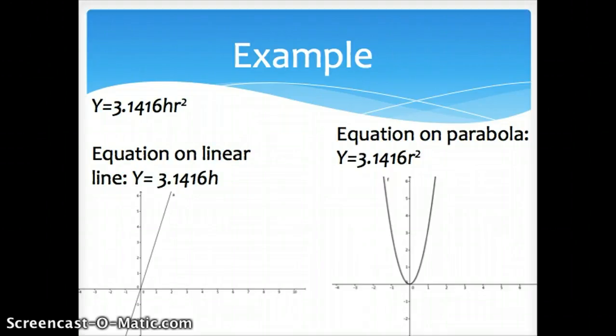The first part, which you can see in the graph at the left, is y equals 3.1416 h, only using one independent variable, which will give you a line. And in the second graph, which you can see on the right, your equation would be y equals 3.1416 r squared, which will give you a parabola. See that in one graph we used one independent variable, and in the other we used the other. And you just leave it like that because you cannot graph both on the same coordinates.